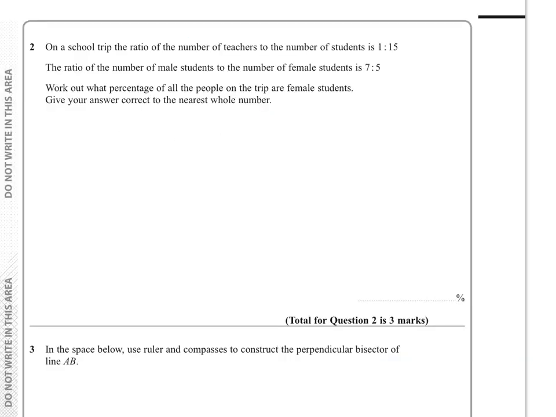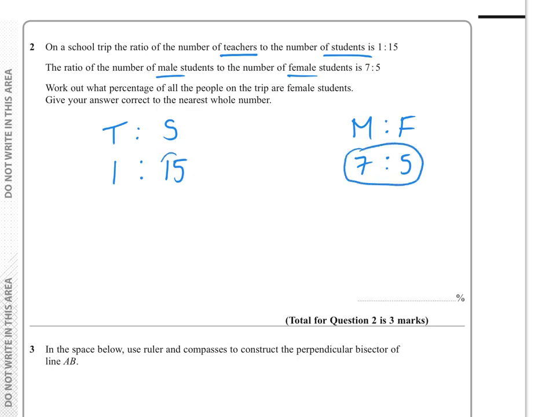Question 2, I think a bit of a tricky question. So teachers to students, the ratio is 1 to 15. And then it says the number of male to female students, this is, not teachers, is 7 to 5. But I think what we've got to do is play around with these ratios until these make sense to each other.